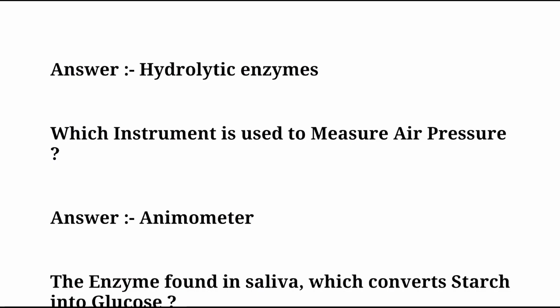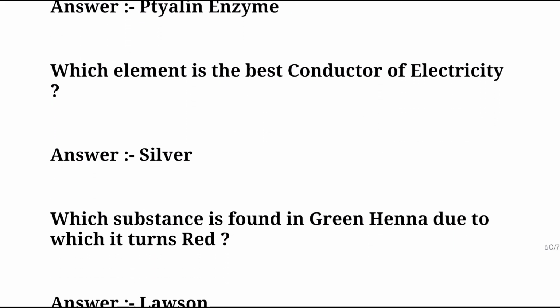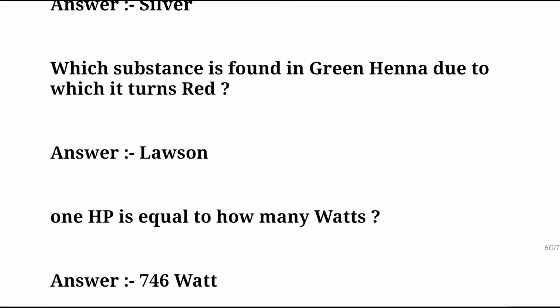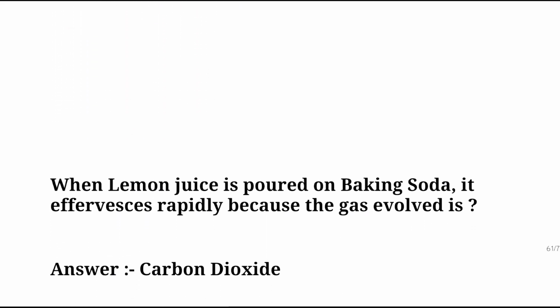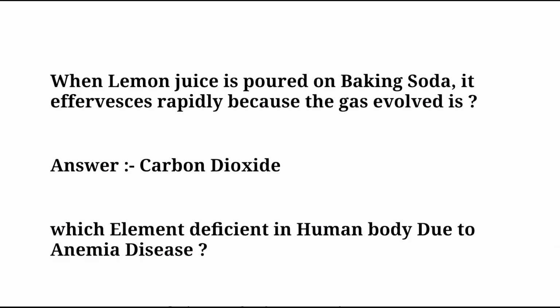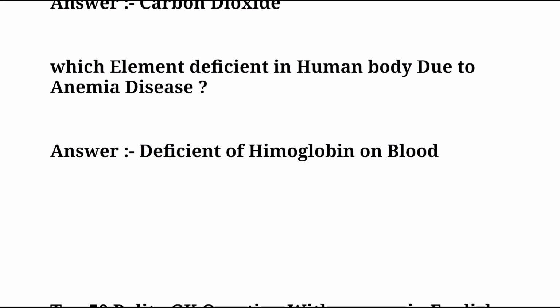Answer: anemometer. The enzyme found in saliva, which converts starch into glucose? Answer: ptyalin enzyme. Which element is the best conductor of electricity? Answer: silver. Which substance is found in green henna due to which it turns red? Answer: lawsone. 1 HP is equal to how many watts? Answer: 746 watts. When lemon juice is poured on baking soda, it effervesces rapidly because the gas evolved is? Answer: carbon dioxide. Which element is deficient in human body due to anemia disease? Answer: deficiency of hemoglobin in blood.